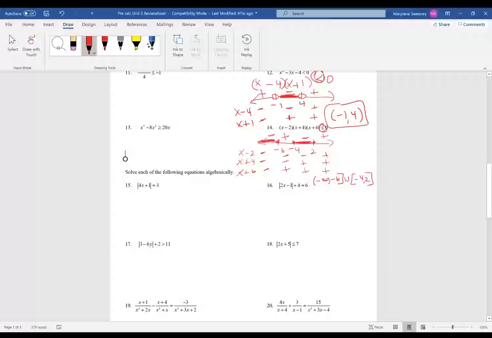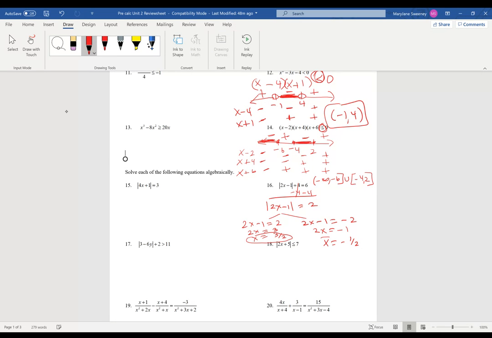16, absolute value equation. Isolate the absolute value. And then we're going to separate this: 2x minus 1 could be 2. 2x minus 1 could be negative 2. So 2x equals 3, x is 3 halves. 2x equals negative 1, x is negative 1 half. So 3 halves, negative 1 half are your answers.